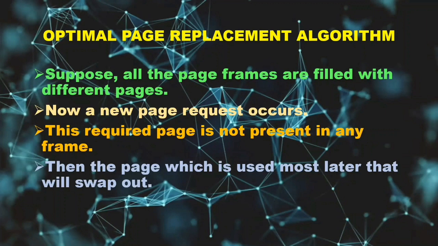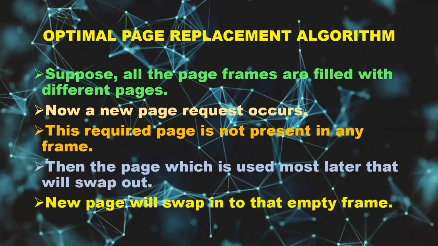So actually here we have to know what the pages are that will be used in the future, and the page which is used most later, that page will be swapped out from the RAM. So here the new page will be swapped inside the frame, and the page which is used most later will be swapped out from the frame. So just take an example. I think the example will clear your concept about optimal page replacement and how it works. So just move to the example.